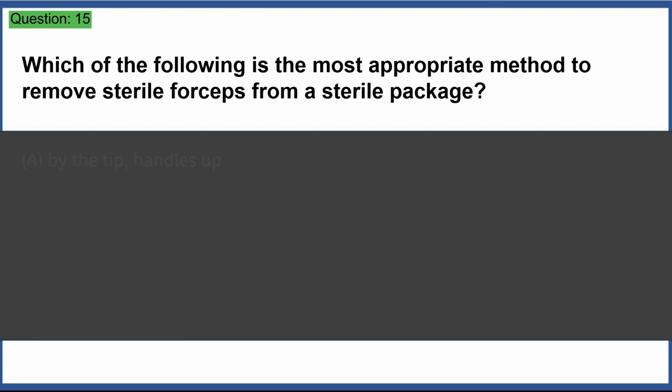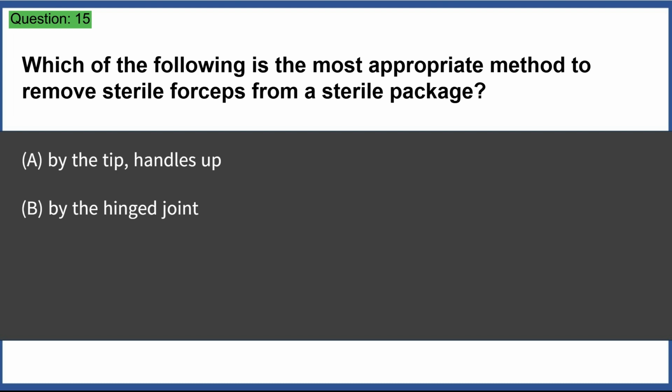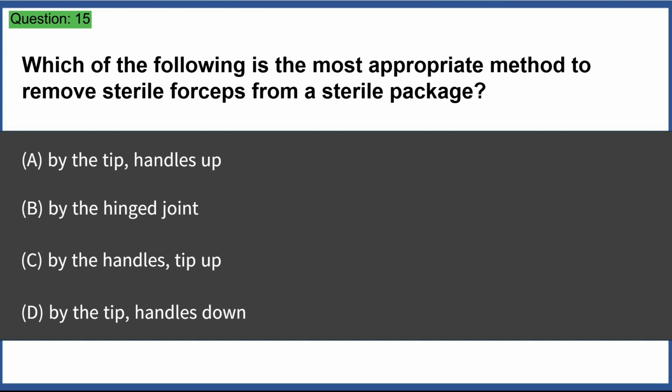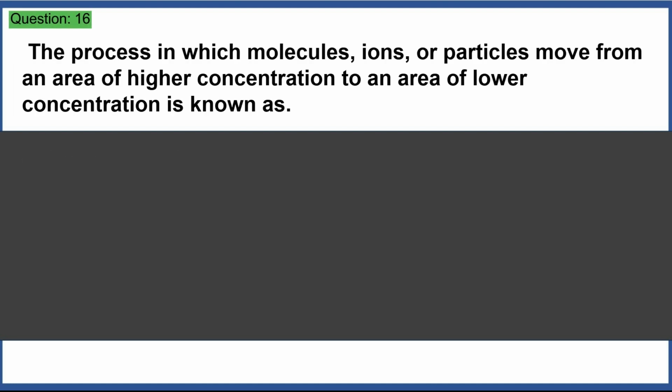Which of the following is the most appropriate method to remove sterile forceps from a sterile package? A. By the tip, handles up, B. By the hinged joint, C. By the handles, tip up, D. By the tip, handles down. Answer: D. By the tip, handles down.